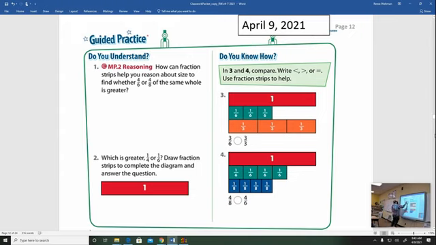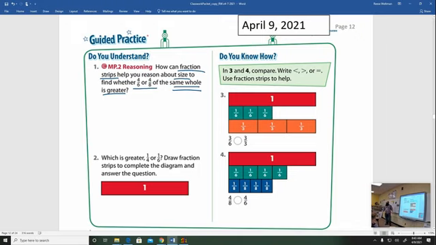Okay. Now, let's look at the first question. How can fraction strips help you reason about size to find whether 4/6 or 4/8 of the same whole, it's important, same whole, is greater? This is a written answer. So how can we use fraction strips? Who wants to tell me? How can we do it?